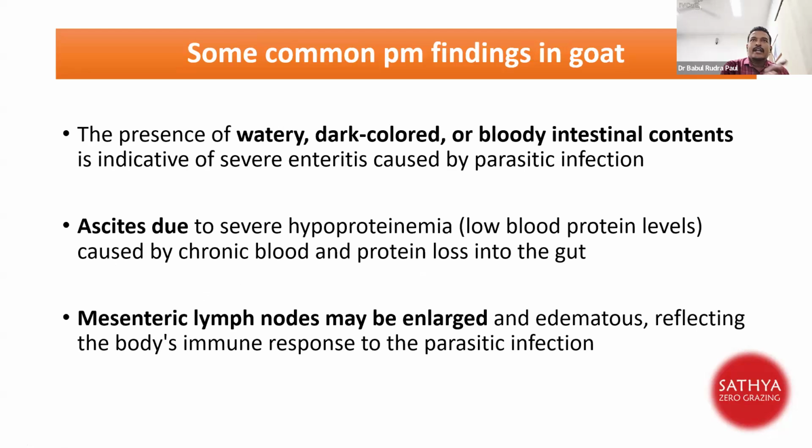Generally, these are some common postmortem findings in the case of goats: watery, dark colored or bloody intestinal content, and ascites due to hypoproteinemia. Due to severe diarrhea there is protein loss, which develops the ascites, and the mesenteric lymph nodes become enlarged. These are the common postmortem findings in different parasitic infestations.